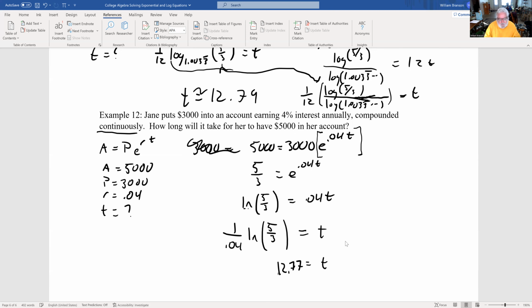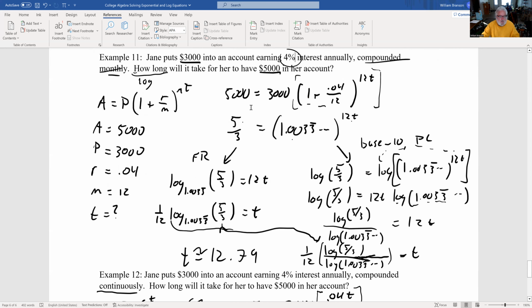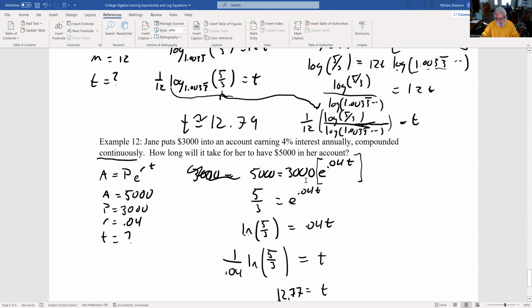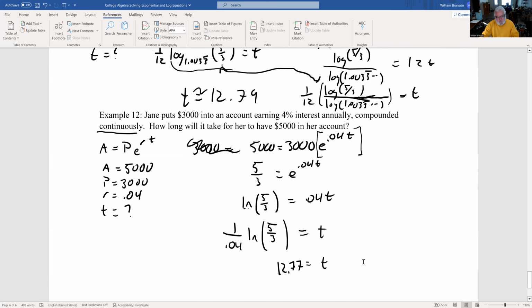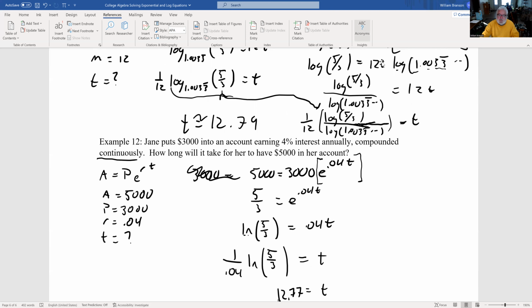So compounded continuously means you're compounding interest a little more often than you are by doing monthly. And you don't gain a whole lot of time, 12.77 versus 12.79. 0.02 is about a week. So it'll get to 5,000 a week earlier if compounded continuously than compounded monthly. And so that is how to solve equations using the log rules.